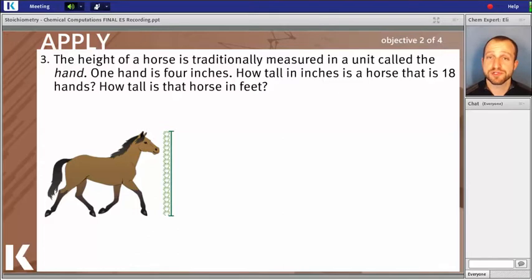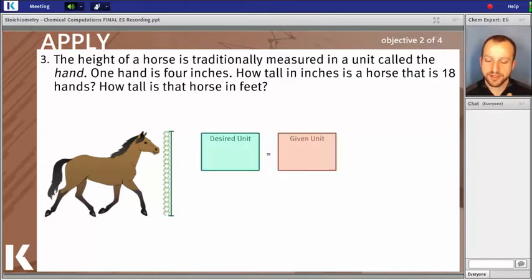So our first step, of course, would be to set up our initial conversion. So I want to have, let's say, something in between feet and hands, and they've given us a conversion between hands and inches. So I'll convert to inches first from my original value of hands. And of course, they give us that conversion right here on screen. 1 hand is 4 inches.